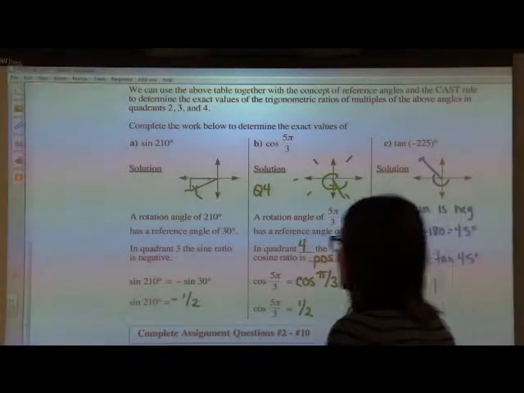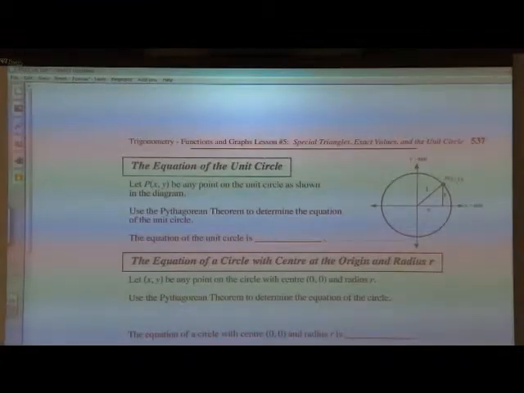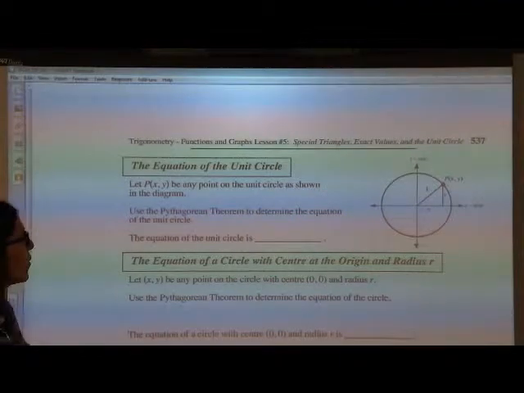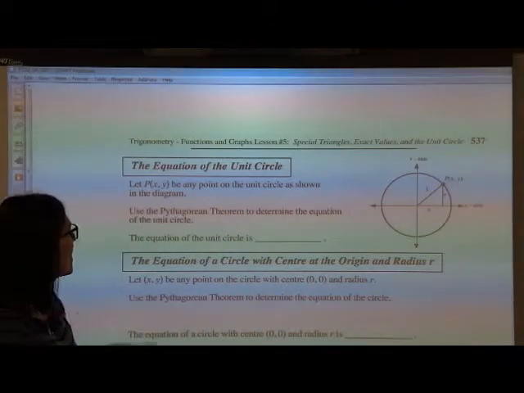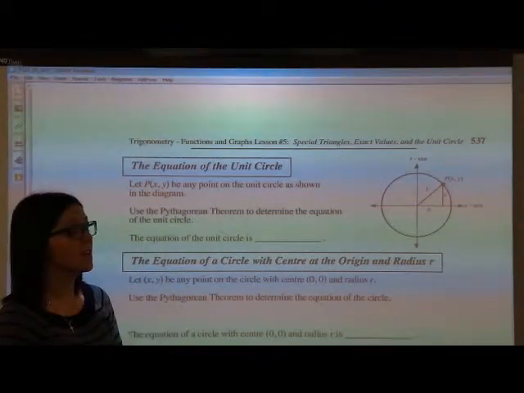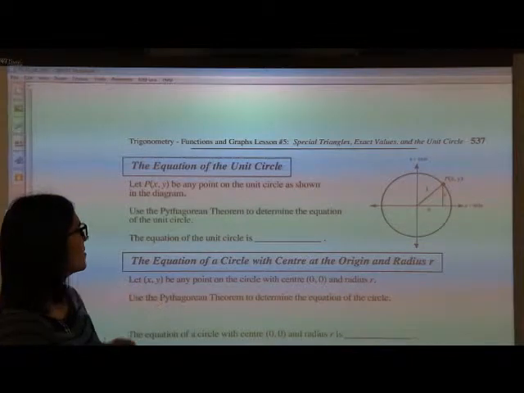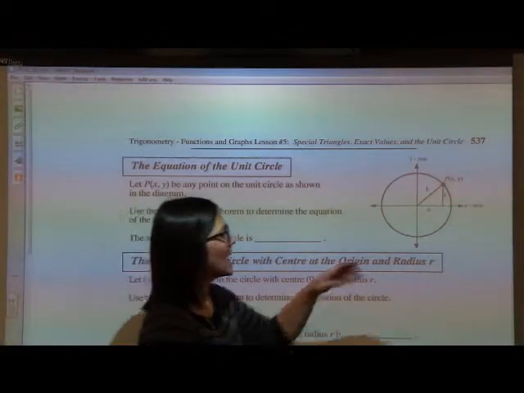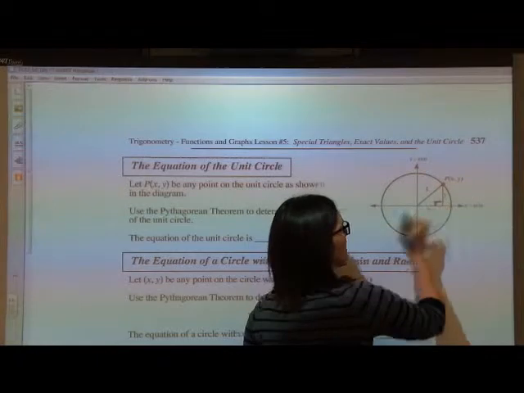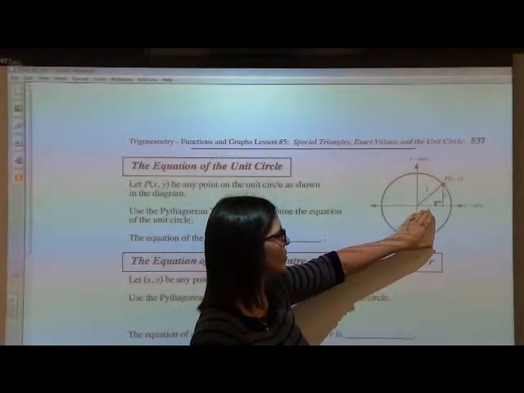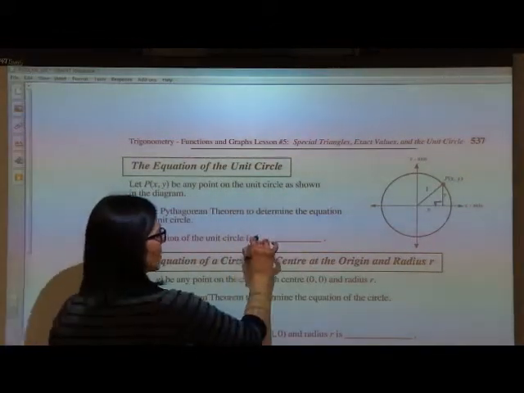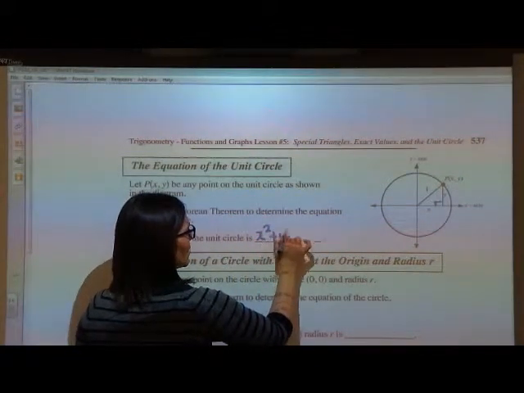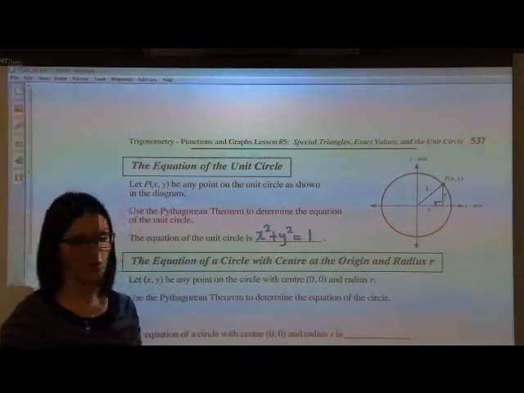Okay? So now into the next part, the equation of a circle. If I let point P be any point on the unit circle as shown in the diagram, the coordinates of point P are going to be x and y. Then I can use the Pythagoras theorem to determine the equation of a unit circle. In Pythagoras theorem, I've got a right triangle. So the relationship is I square this side, square that side, and it equals that side squared. So the equation of a unit circle would be x squared plus y squared equals 1 squared, or just 1.